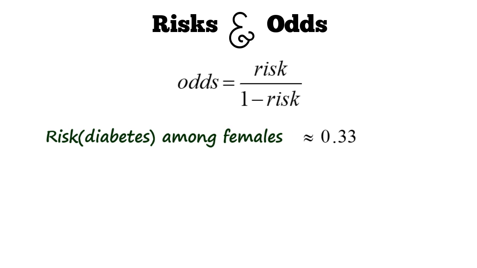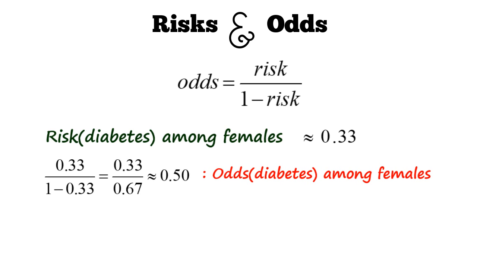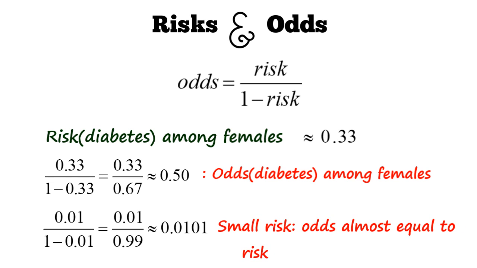The odds for an event is determined from its risk via this formula. For example, the risk of diabetes amongst females is 0.33. Applying the formula gives 0.5. The formula relating odds to risk tells us two things. First, the value of odds is always larger than the risk. This is because the risk is divided by 1 minus risk, which is less than 1. Second, if the risk is very small, then the odds has a similar value.